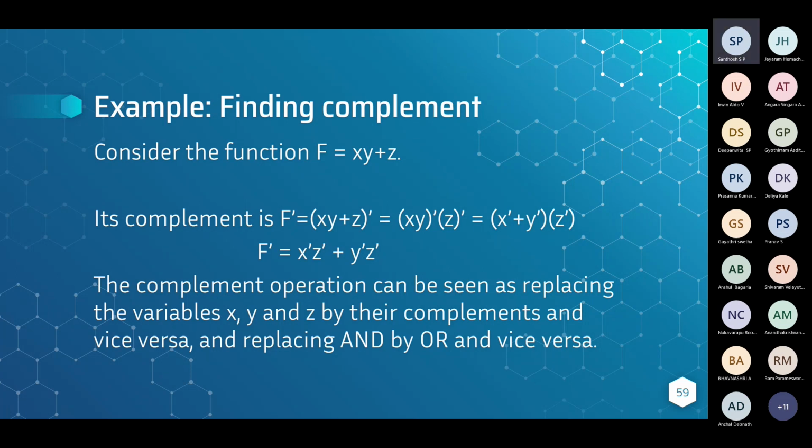Now we'll consider the function f equals xy plus z. By using De Morgan's theorem, it's pretty simple. We can use De Morgan's first theorem to expand the complement over the sum terms. Then we can use De Morgan's theorem again on (xy) whole dash to give (x dash plus y dash) times z dash. On distributing this, we get the complement f dash equals x dash z dash plus y dash z dash.